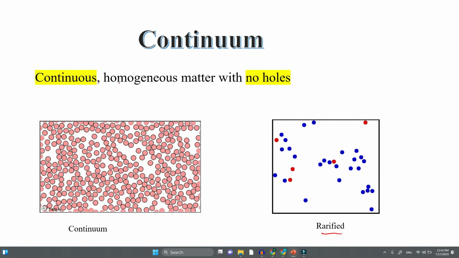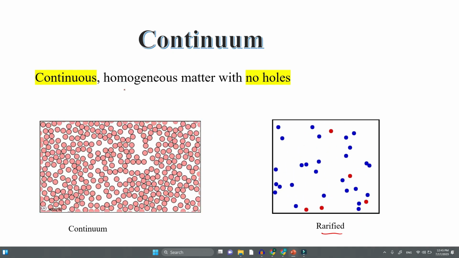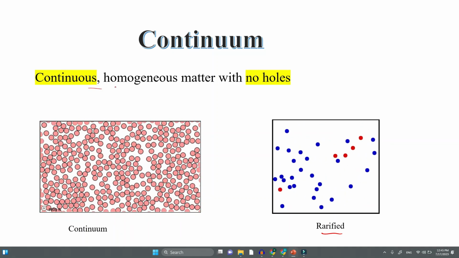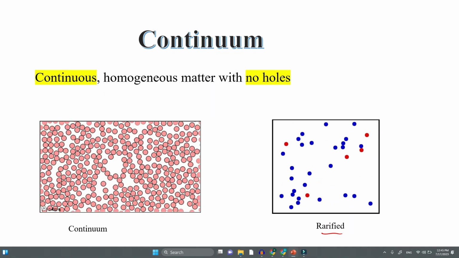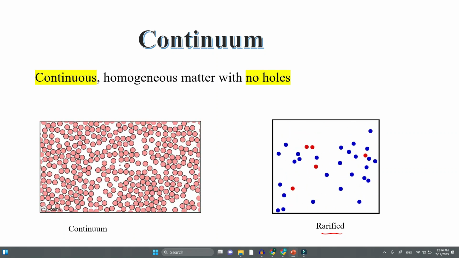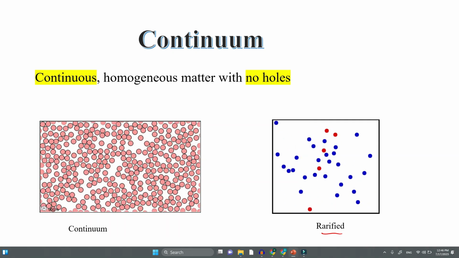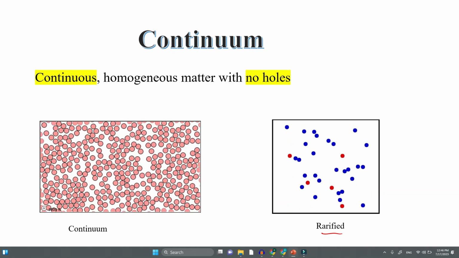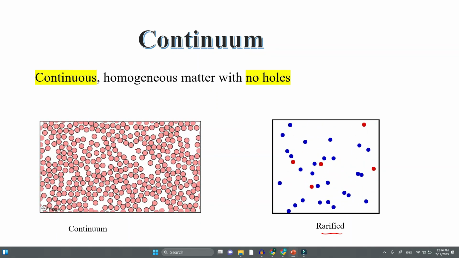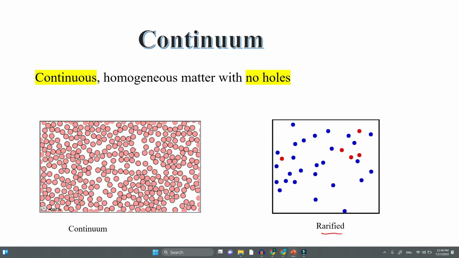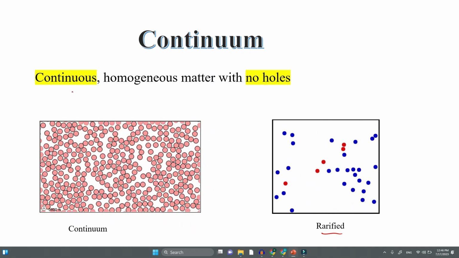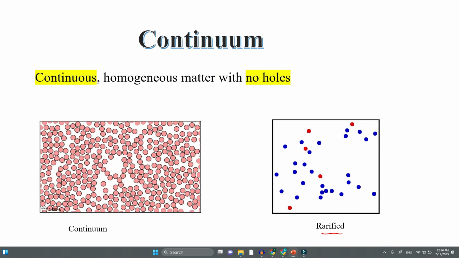So, continuum approach means that you can take the matter as a continuous homogeneous matter with no holes. You can see that there is a slight gap between these molecules. Okay, but whenever you calculate the properties, you can neglect these gaps and assume this gas as a continuous homogeneous matter with no holes. That is called continuum approach, because you are neglecting all the gaps between.